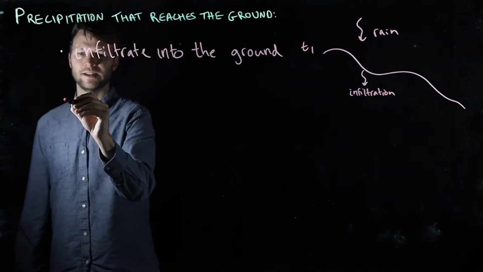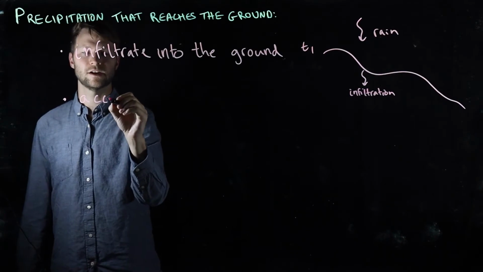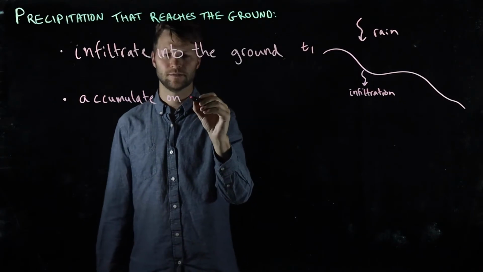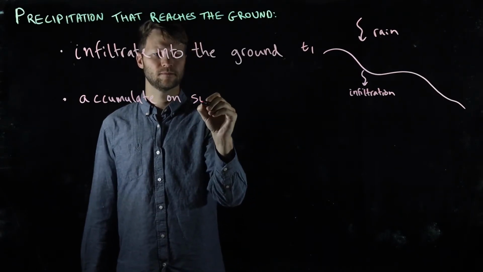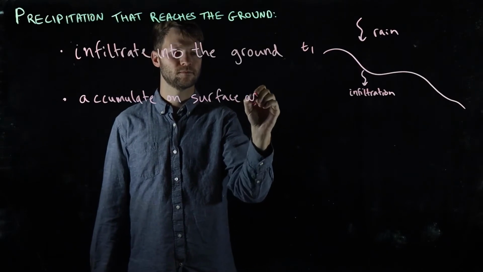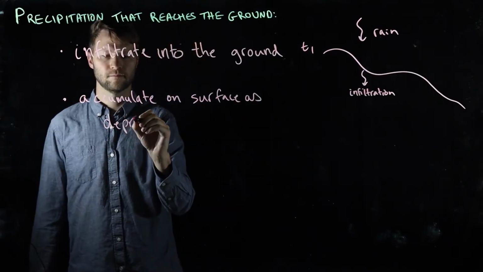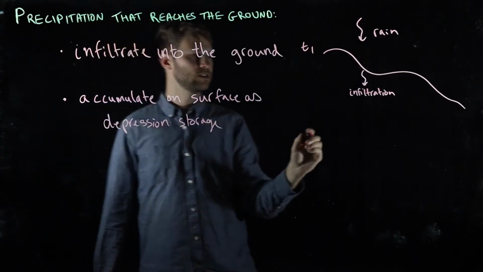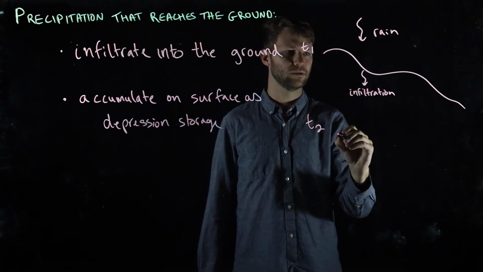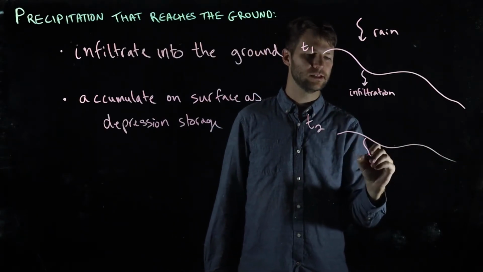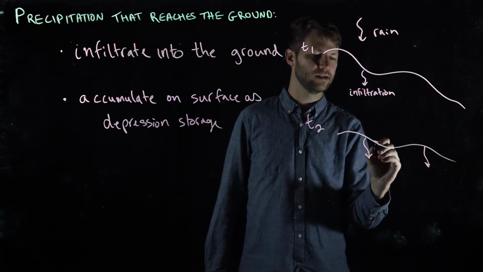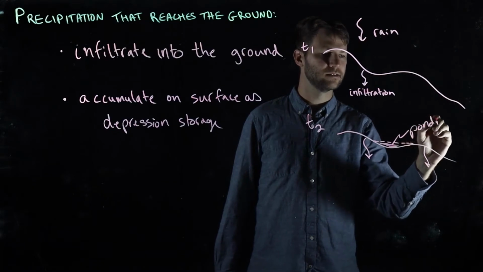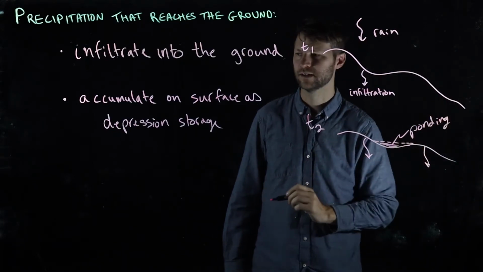If it keeps raining, it might start to accumulate on the surface as depression storage, something called depression storage. And so at time 2, for example, we'll have our same hill slope here. It still might be infiltrating, but you might start to see ponded water here. Ponding. So this is a depression in the ground and the water is accumulating there.